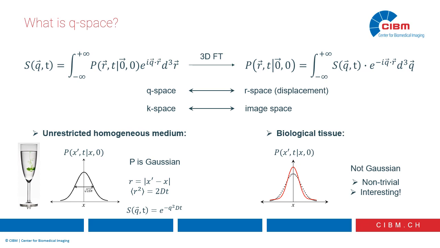Now, of course, in biological tissue, this probability is non-Gaussian. And so this is where it becomes non-trivial to express the signal attenuation, but it also becomes very interesting in terms of either characterizing this probability or being able to express the signal attenuation in a more complicated fashion that mirrors the complexity of the tissue sufficiently well.